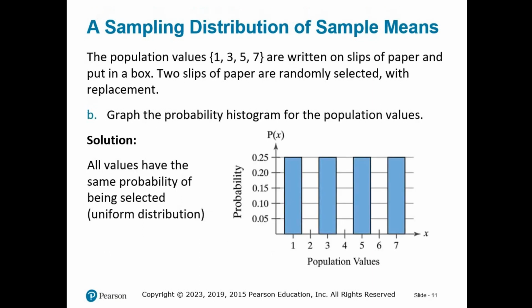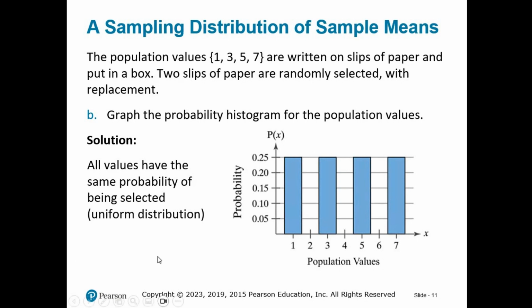If we were to graph this, the probability is what drives what this would look like. Because there is replacement, there's an equal chance that any of the slips of paper are chosen, so the distribution is uniform. The probability for each value of x in the population is 0.25 or 1/4.